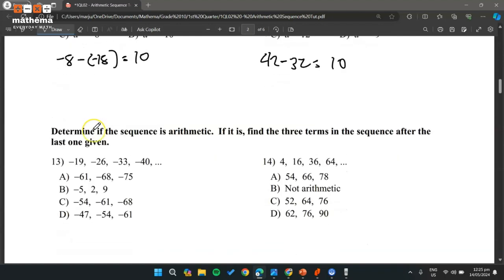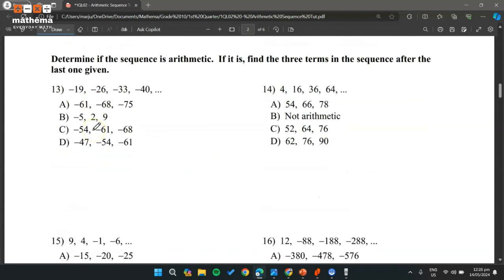Next part. Determine if the sequence is arithmetic. If it is, find the three terms in the sequence after the last one given. So what we are going to do is basically identify whether this is arithmetic, and if it is arithmetic, we are going to find the three terms after the last term. So how do we get that?